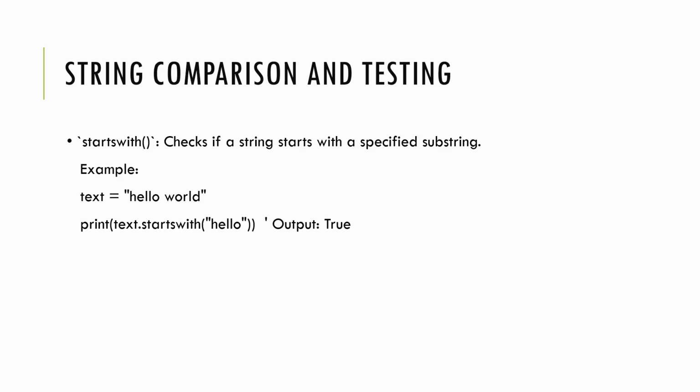Python also offers several methods for testing and comparing strings. For example, startswith checks if a string begins with a specific substring, while endswith checks if it ends with one. For example, "hello world".startswith("hello") would return True. These methods are great for string validation.